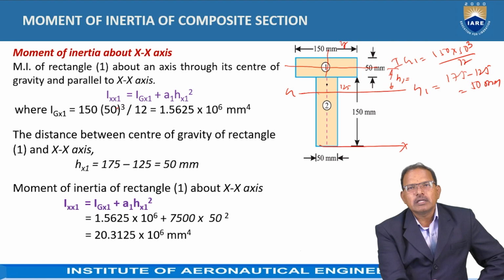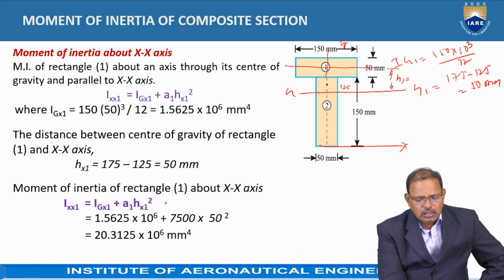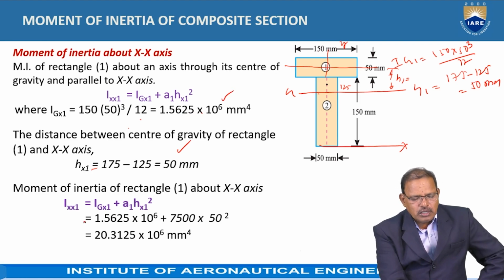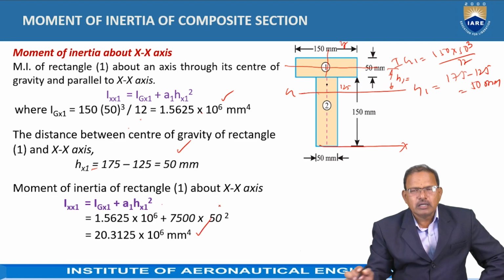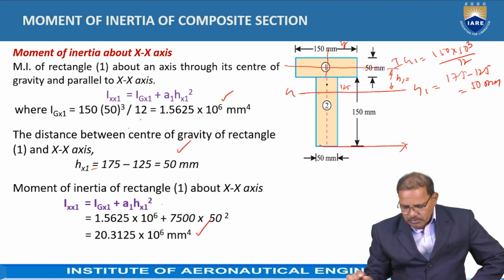So by using the fundamentals, Ix1 is equal to Igx1 plus A1 Hx1 whole square, that is parallel to the x-axis. H1x is equal to 50 mm, already determined. Igx1 is equal to 150 into 50 cube by 12, which is equal to 1.5625 into 10 to the power of 6 mm to the power of 4. So Ixx1 is equal to Igx1 plus A1 Hx1 whole square. By using this equation, we get 20.3125 into 10 to the power of 6 mm to the power of 4.